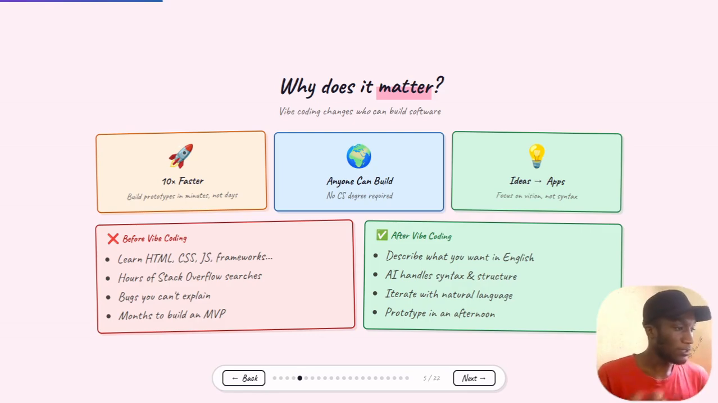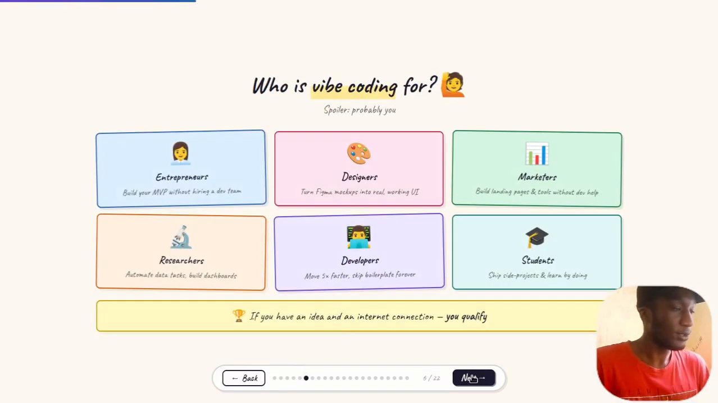So it took months to build an MVP, but in just an afternoon you can come up with a prototype, and if you're looking for investors, you can just show them the product which you have built. Who is vibe coding?